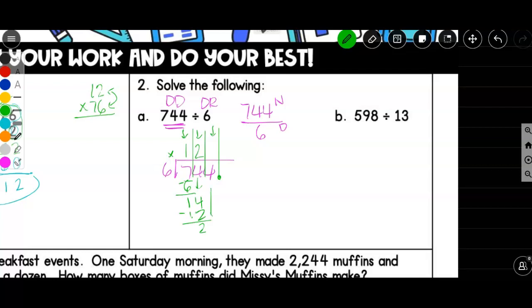And then we would have 4 that we bring down. We have to regroup into 1s. And 6 goes into 24, or 24 divided by 6 is exactly 4. So we're not going to need a decimal value there. We're going to have a remainder of 0. Could we write that? Absolutely. So our answer here would be 124. That is called our quotient.